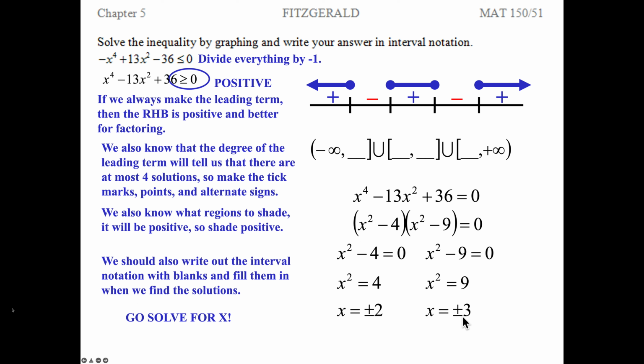Okay, put your numbers in numerical order. Negative 3, negative 2, 2, 3. Put them in your blanks in numerical order. And you're done. Just like that.